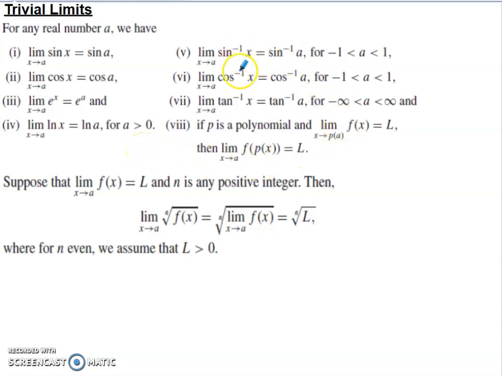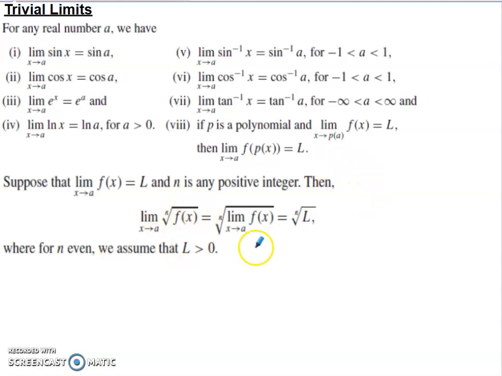These two up here, inverse sine and inverse cosine, don't have large domains. The domains of them would be -1 to 1. But as long as we have a value of x that we're approaching that's within the domain of the function, we just evaluate the original function at the value x is approaching. Same thing for inverse tangent. Same thing for polynomials listed here.